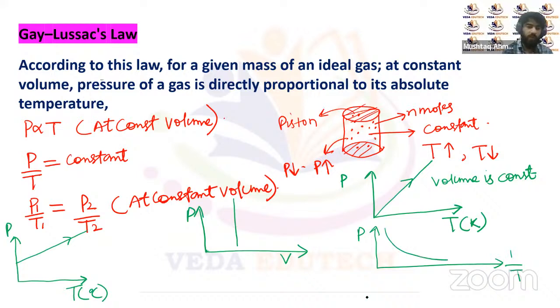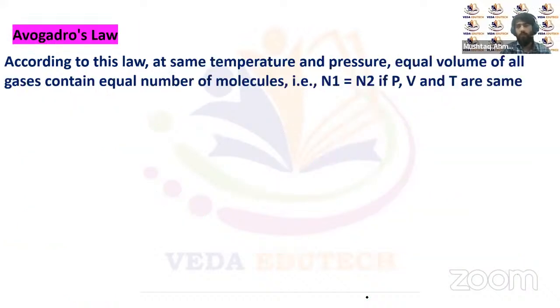So these are the four graphs that we plot with respect to Gay-Lussac's law. First is the pressure versus temperature graph, second is pressure versus volume, then pressure versus temperature in degree centigrade, and then pressure versus 1 upon temperature, right? So let's move on to the next law, that's Avogadro's law.